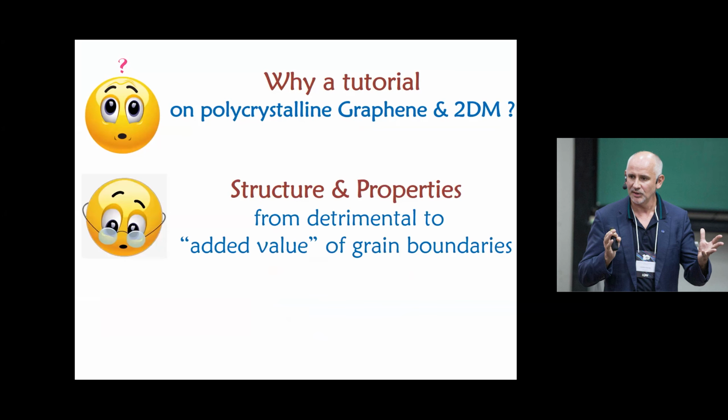The second part of the tutorial, which is, let's say, the core of the tutorial, is actually to discuss the correlation between the morphology of those polycrystalline materials and their basic electronic and transport properties. And you will see that what we have as the main potential detrimental characteristics, the grain boundaries, could, in some cases, become an added value.